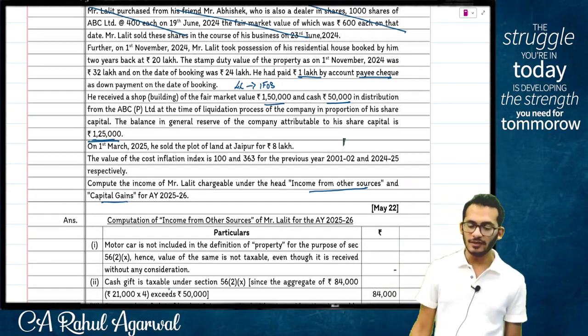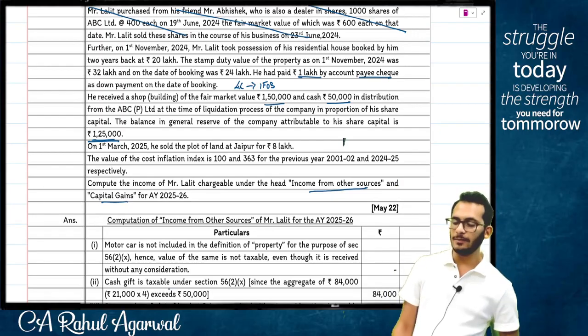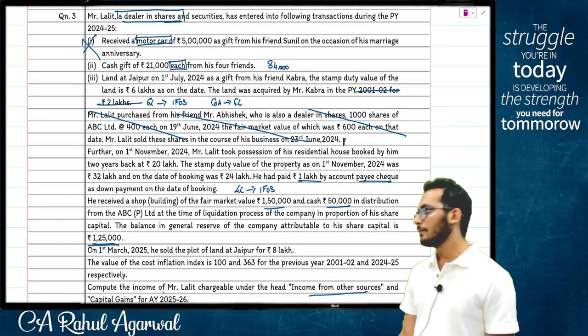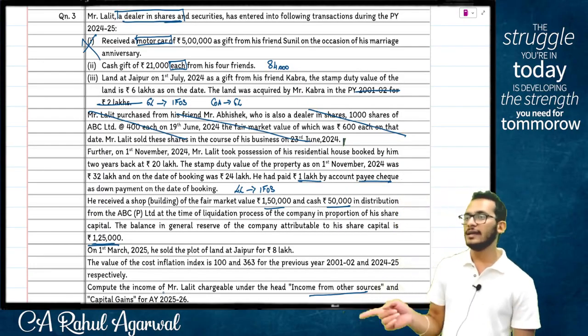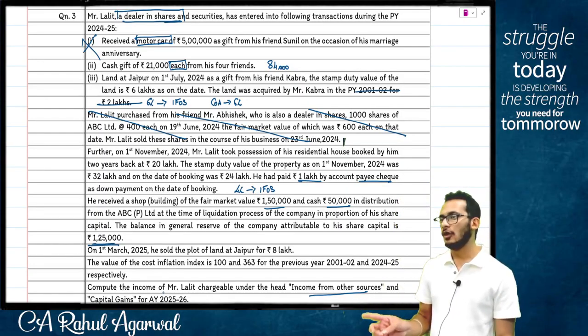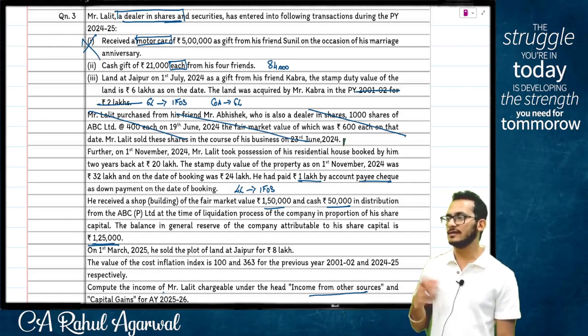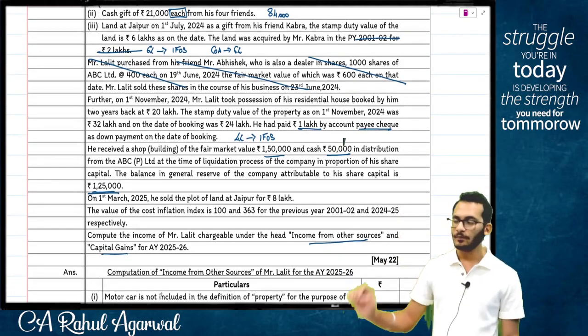Next, on 1st March 25, he decided to sell the plot of land at Jaipur for 8 lakh rupees. What Jaipur plot are we talking about? Point number 3. If you notice point number 3, I got this plot for free, on which I pay tax under IFOS. Therefore, I got my cost of acquisition as 6 lakhs. I sold it for 8 lakhs.